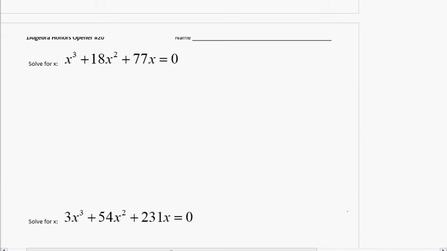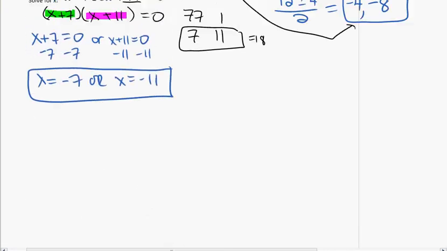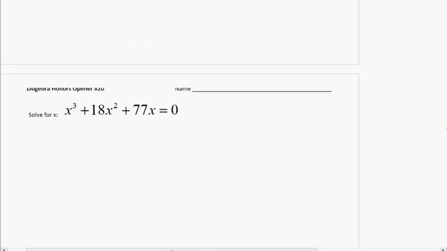In opener 20, we're going to start with a problem that might look very familiar to you. It should, because if you look at the problem before, it looks similar. But the problem before was x squared plus 18x plus 77 equals 0. And that's not this problem, right? We have x cubed plus 18x squared plus 77x equals 0.